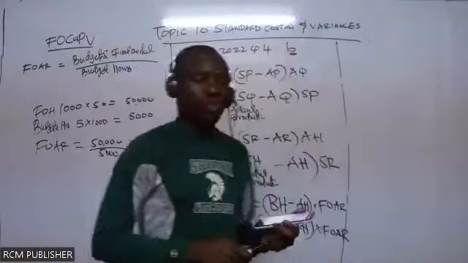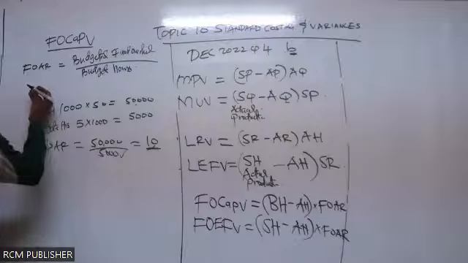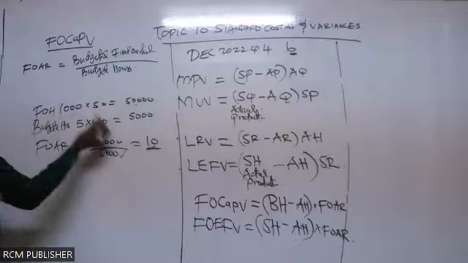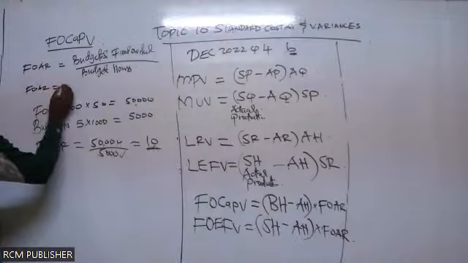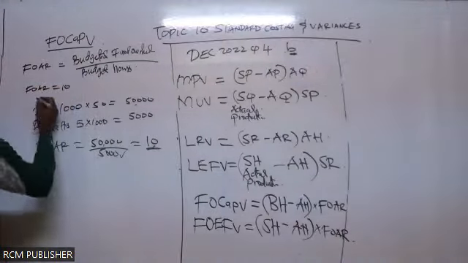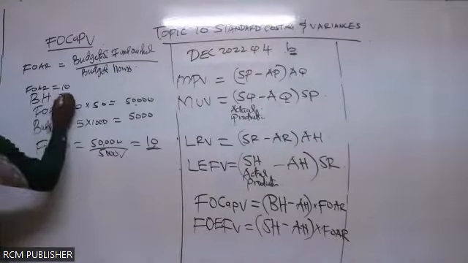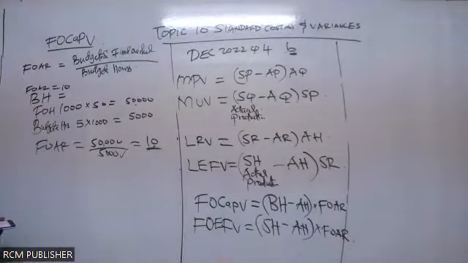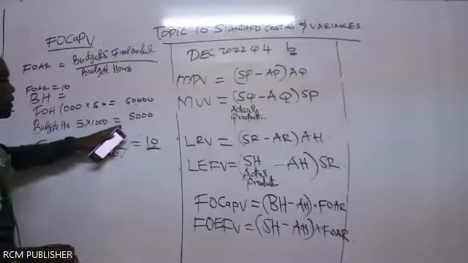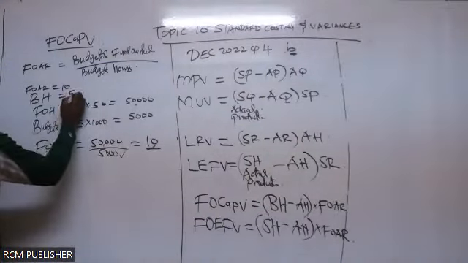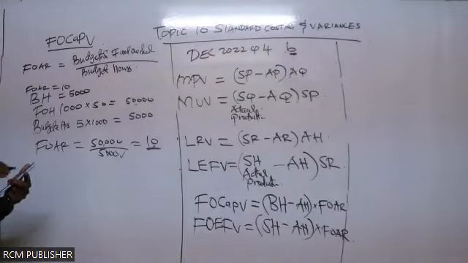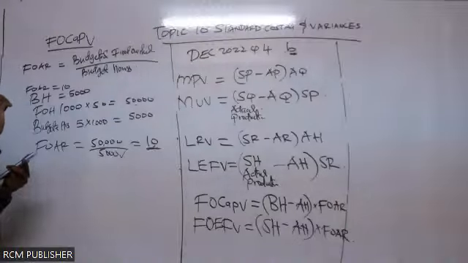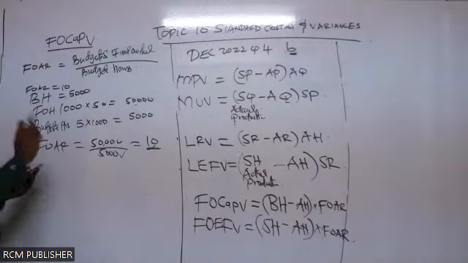So our fixed overhead absorption rate we have seen is equivalent to 10. Are we able to get budgeted hours? We've just calculated our budgeted hours here as 5,000. That's our budgeted hours. Even if the examiner did not mention it, we are able to see it there by ourselves. We are able to calculate it.